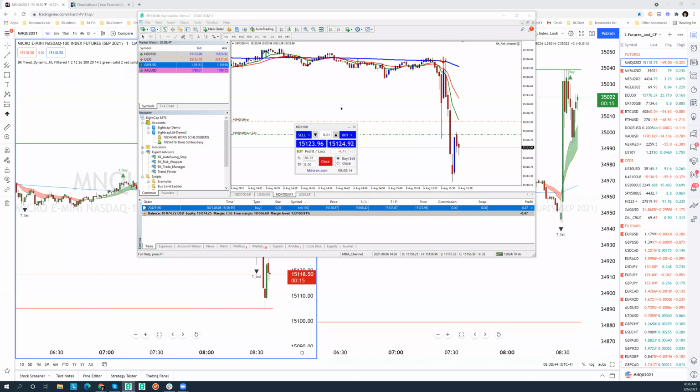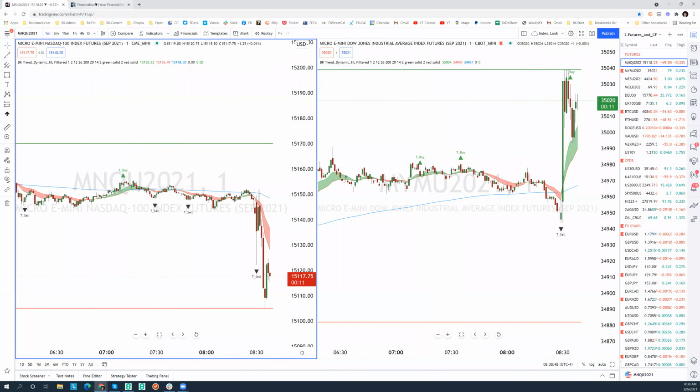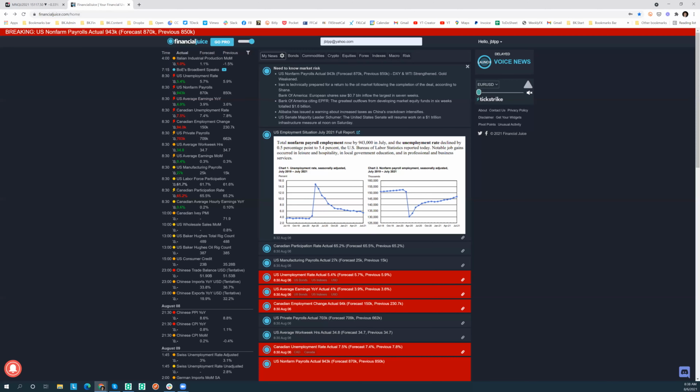All right, let's leave this alone, and let's just go look at the data. Let's go see where we're at. A good number. Unemployment rate declined by 5 is a really strong number. Notable job gains in leisure and hospitality, local government, education, professional services.